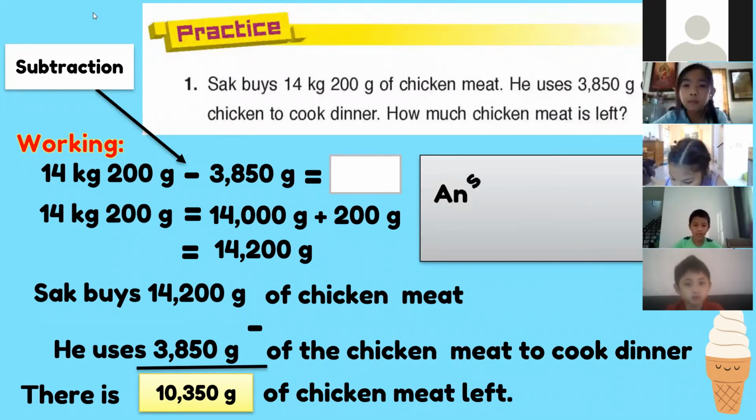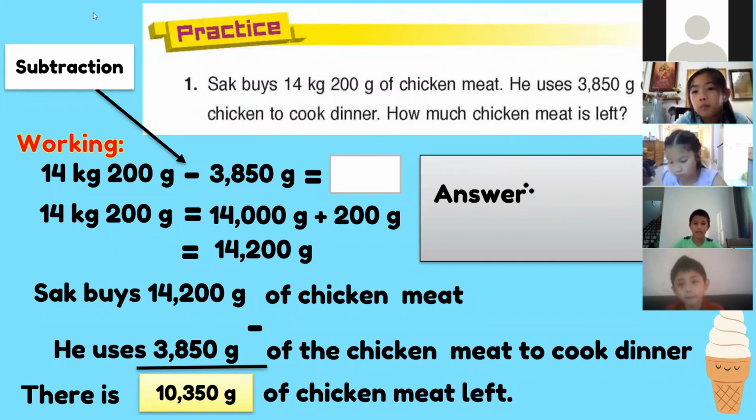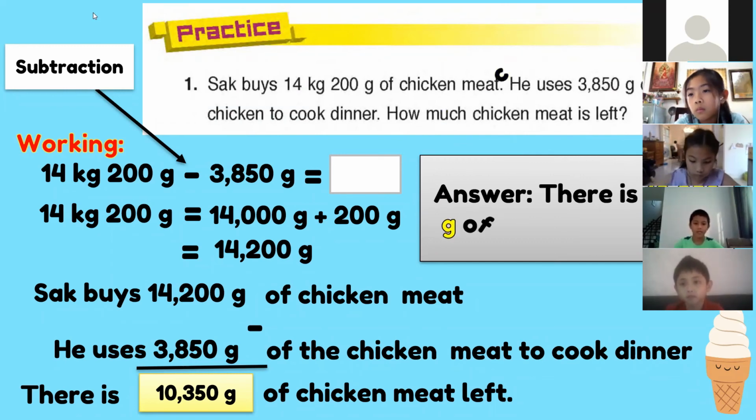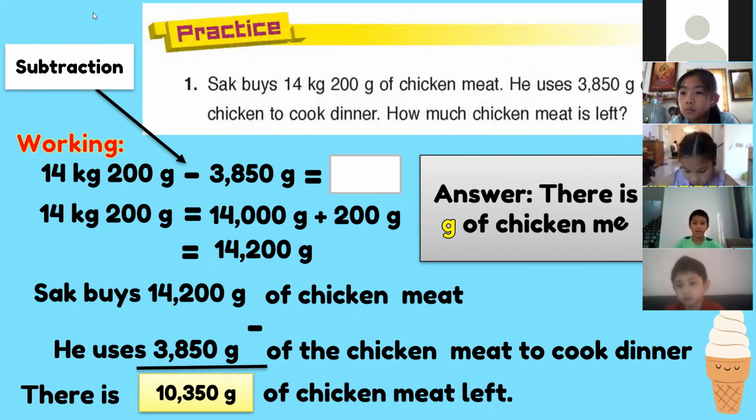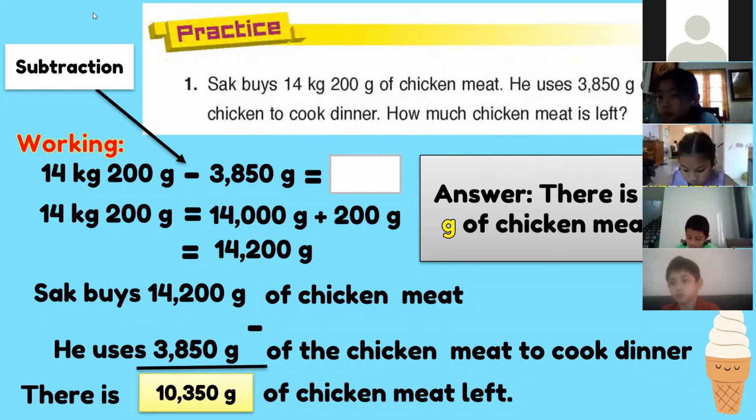Just write the last sentence. There is 10,350 gram of chicken meat left. Okay, just follow the process, class. This process is very important so you can answer your workbook perfectly.